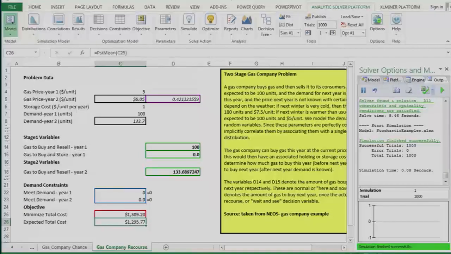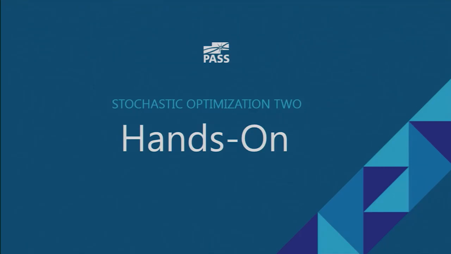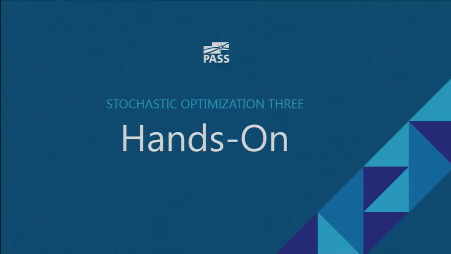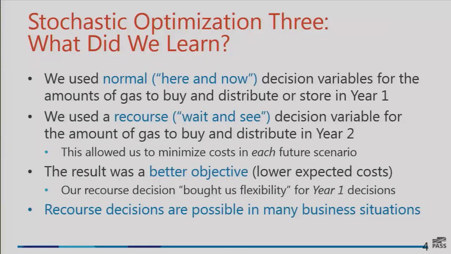Okay, you guys have been really, really patient with me and everything, so we're going to wrap up now. You saw what we did. In the chance constrained version, we satisfied a hard constraint in year 1 and a soft constraint in year 2. Then we moved on and said, well, what if we could postpone the decision in year 2? We did that, and we found we could get a better objective, lower total costs, because the recourse decision bought us flexibility.